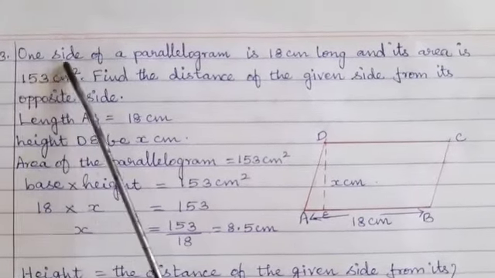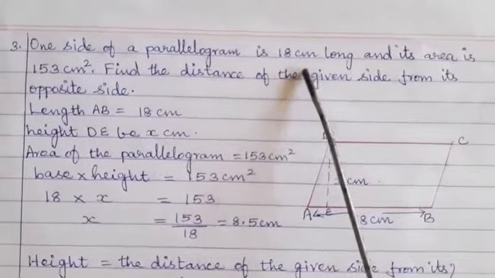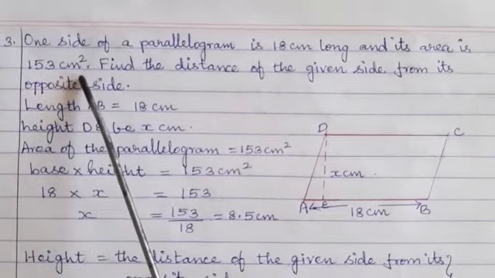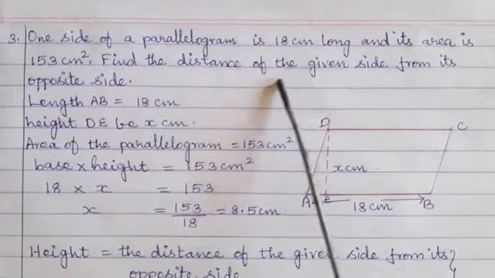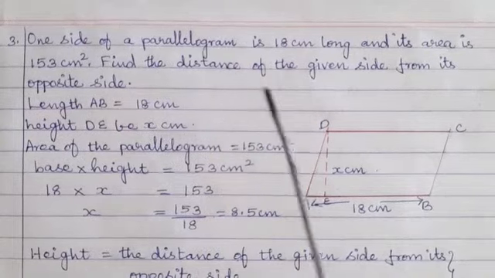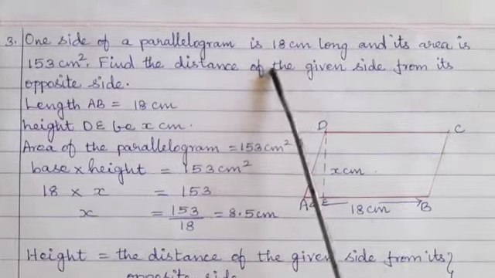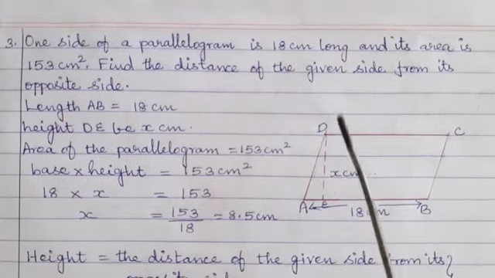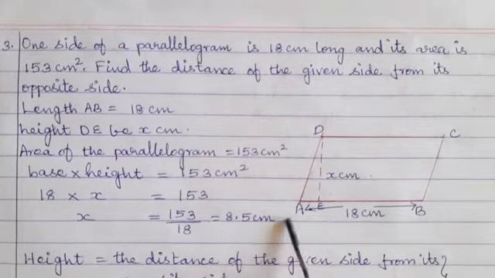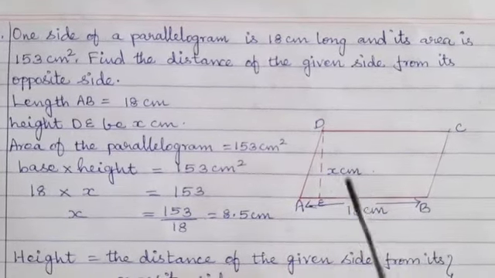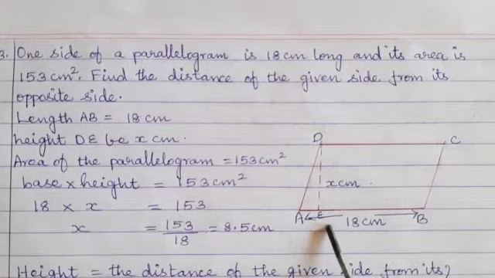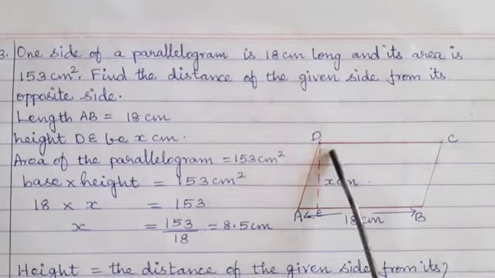Question number 3. One side of a parallelogram is 18 cm long and its area is 153 cm squared. Find the distance of the given side from its opposite side. What is given? One parallelogram and any one side is given, and the height opposite to that side, that distance we have to find out. See the figure. ABCD is a parallelogram. One side I have written here, AB 18 cm, and the height from the given side to the opposite vertex, that is DE, is the height.